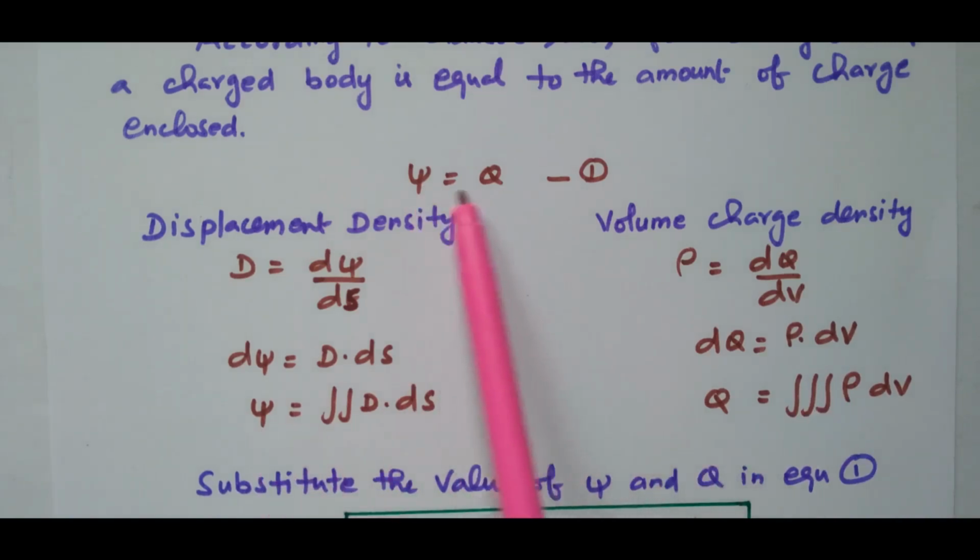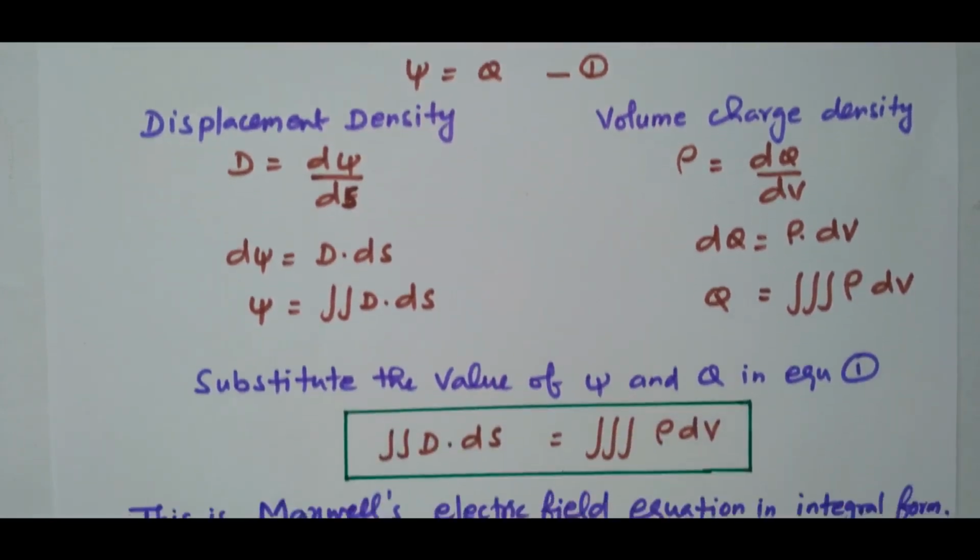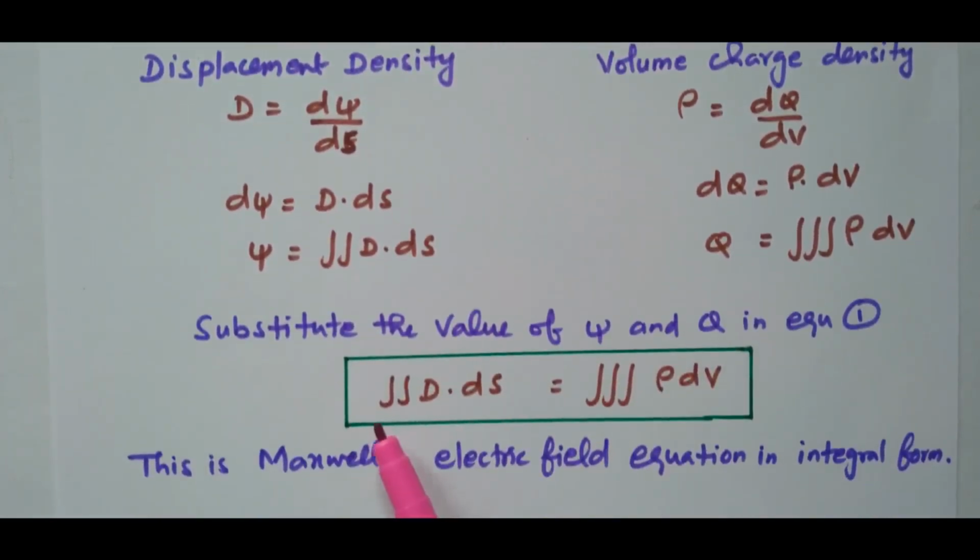So these can be substituted in equation 1. Psi can be replaced by this term, q can be replaced by this term. So equation 1 now becomes double integral D dot dS equals triple integral rho dV. This is nothing but Maxwell's third equation in terms of the electric field, in integral form.